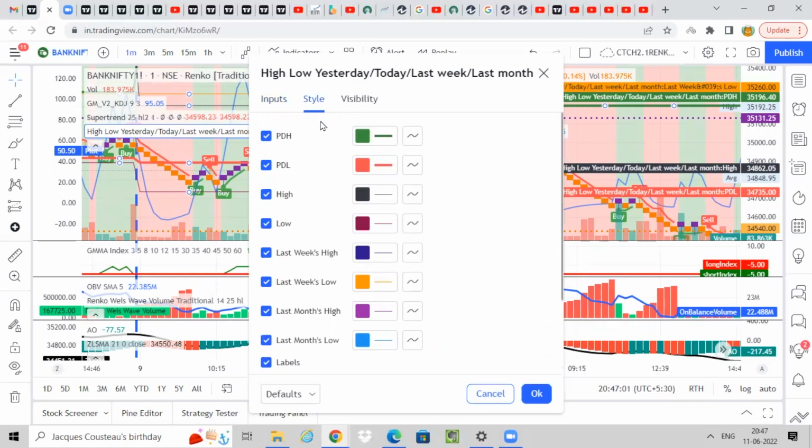PDH, previous day high, low. Today's high, low. Last week high, low. Last month high, low. These are the important support levels. Leave the medium term. Go to inputs.